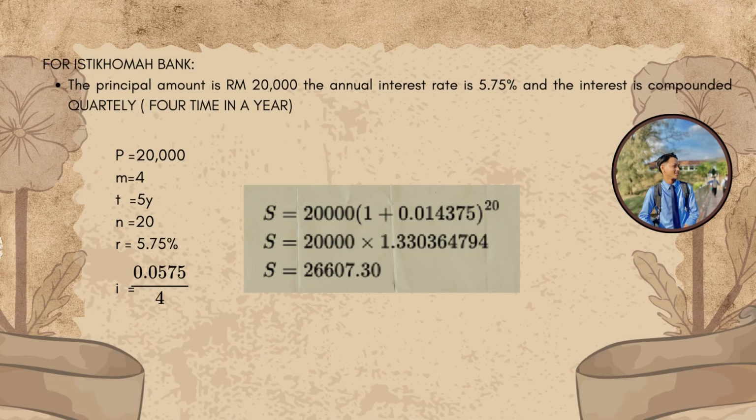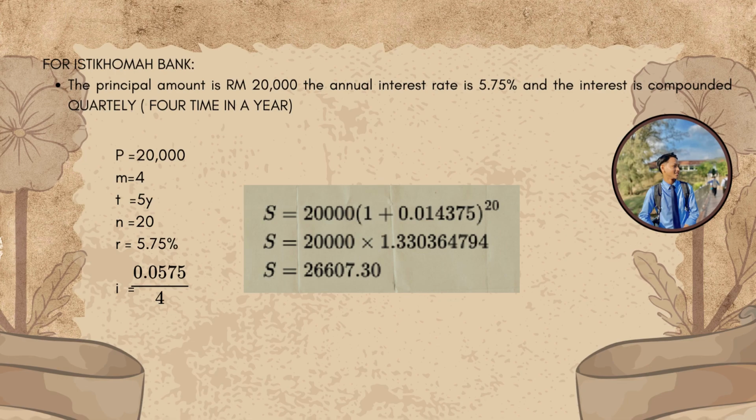and the answer is S equals 26,284.13. For Istiqomah Bank, we can use the same formula as in Berjaya Bank but with different information. First, we must bring out all the information. P equals 20,000, m equals 4, t equals 5 years, n equals 20, r equals 5.75%, and i equals 0.0575 divided by 4.